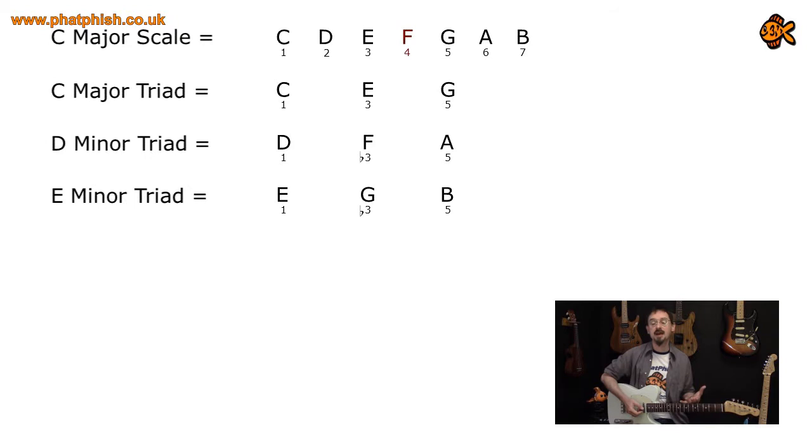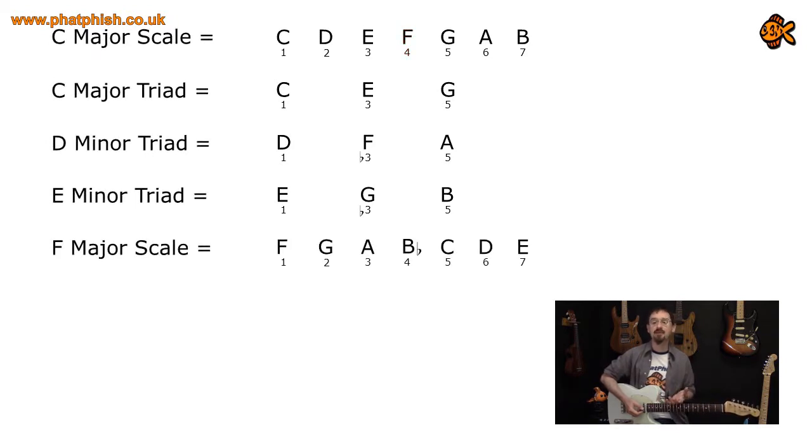Next note up is an F. We take the 1, 3 and 5 of F, we get F, A and C. Those notes are diatonic to our parent major scale of C major, so we can keep those as they are. So we say that in the key of C major we have an F major chord.